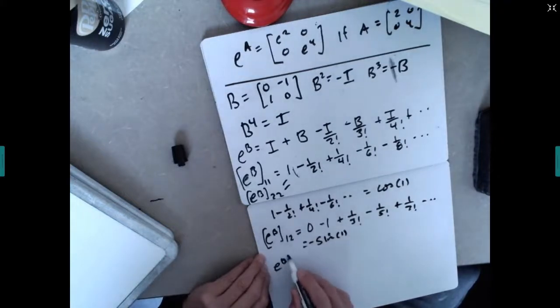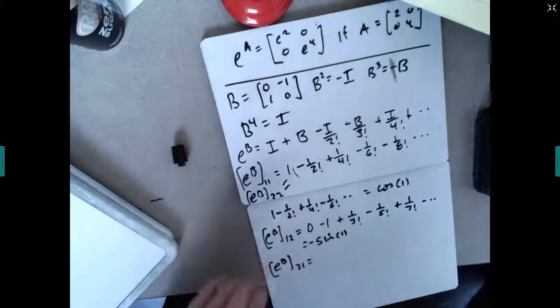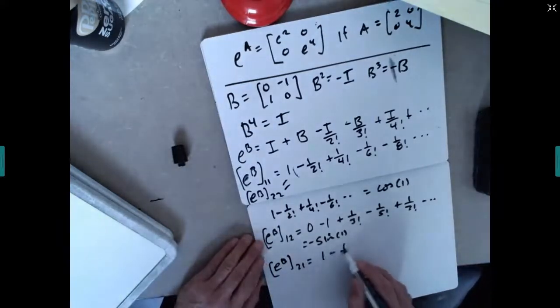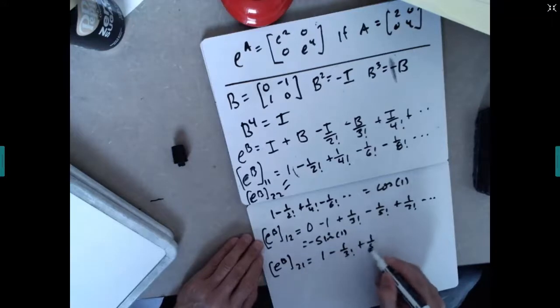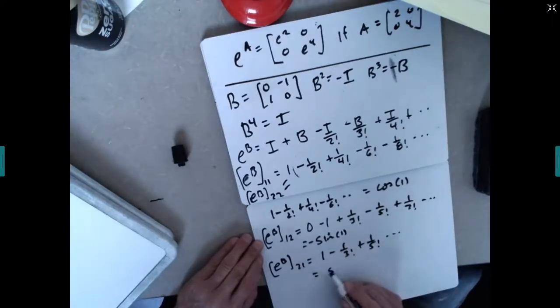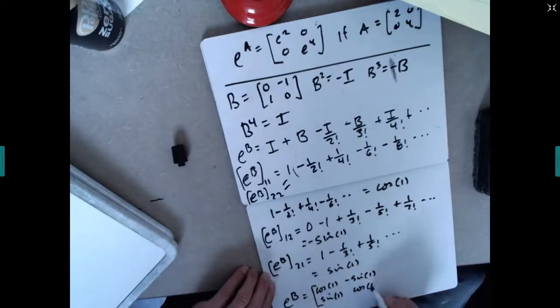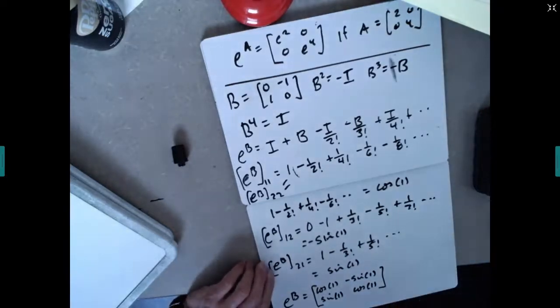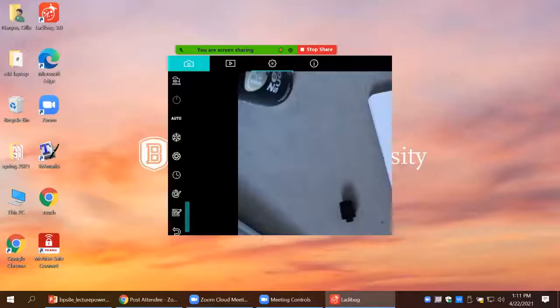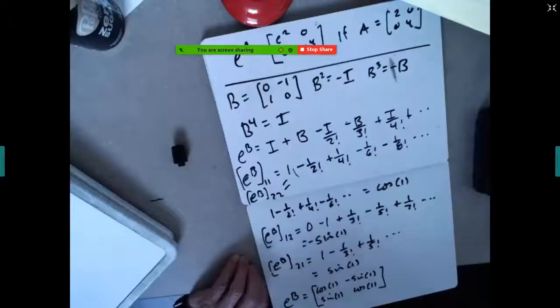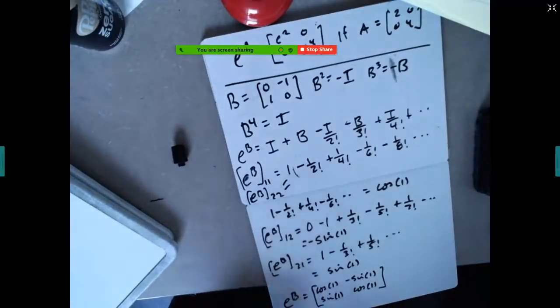And similarly, to 1, we're starting with a 1 here. And the signs change this way. So this thing here, e to the B, turns out to be cosine 1, minus sine 1, sine 1, cosine 1. Okay, that turns out to be important for the subject of differential equations. So that's what these are. These things are in fact matrices of the same size.